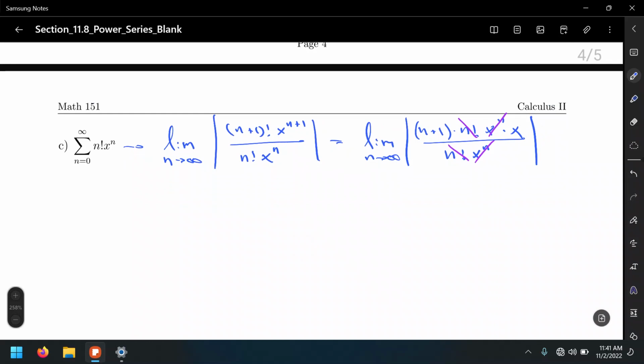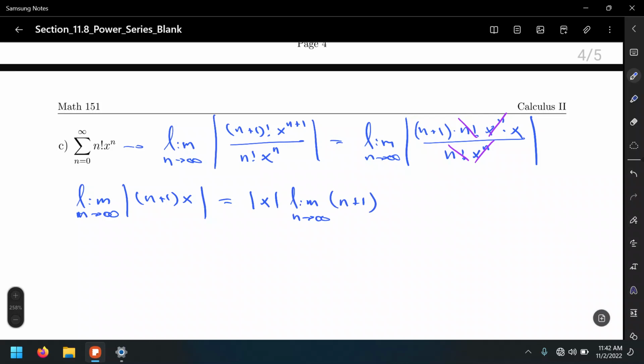Well, so that's going to leave us with the following. Limit of the absolute value of (n plus 1) times x, as n approaches infinity. But again, first of all, we are evaluating a limit in terms of n, not in terms of x. Let's take that x outside. Absolute value of x, limit as n approaches infinity of n plus 1.